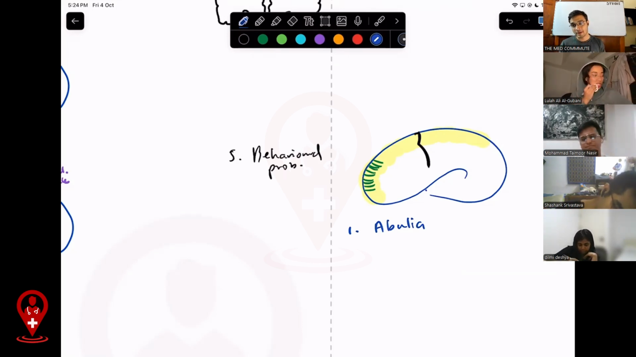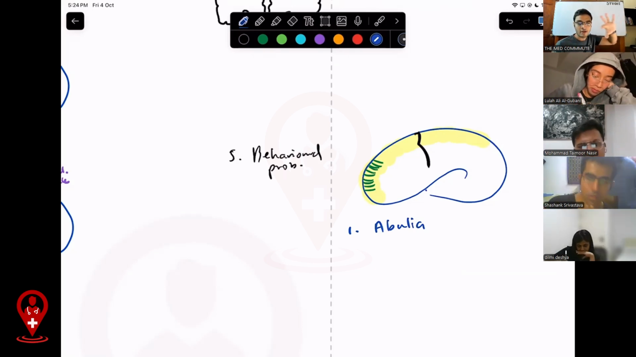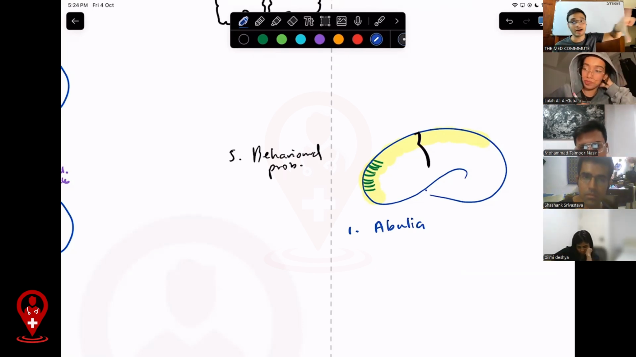Now, this one, guys, it depends, right? It depends on how severe. Depending on the severity of the stroke, sometimes if bilateral prefrontal cortices are involved, if both sides of the prefrontal cortex are involved, what is going to happen? You're going to see what you call akinetic mutism, right? So akinesia, they won't move at all. And mutism, they won't talk at all.